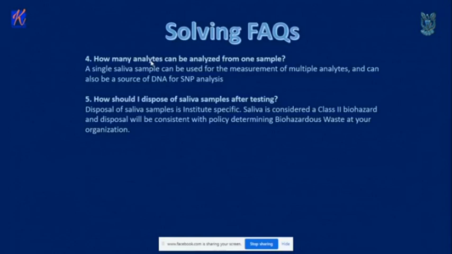And yes, another very important question is, how should I dispose of saliva samples after testing? Well, that has to be very institute specific, because saliva is considered as a class 2 biohazard, and you have to check with your organization and the policies that they follow regarding biohazardous waste. The disposal of the saliva sample after use should be consistent with that.